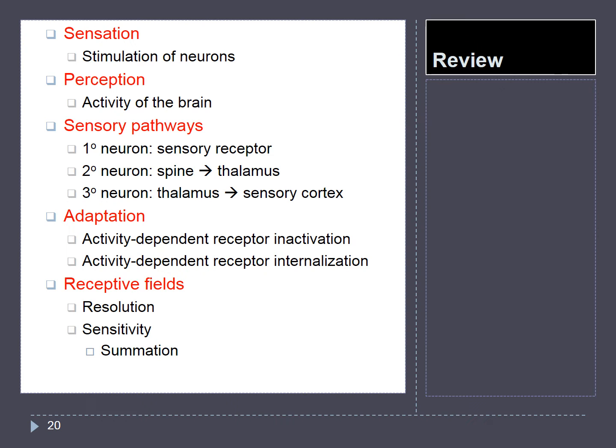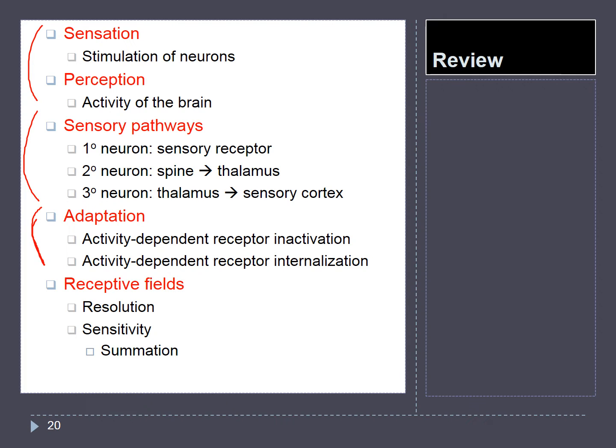So those are some of the general concepts that will be true for most, if not all, of the different senses that we're going to be talking about next. We'll need to worry about the difference between sensation and perception. It'll usually take 3 neurons for the information to reach the cortex for us to become consciously aware of the sensory information. Some of our sensory neurons can adapt, meaning they will stop sending action potentials to the brain.